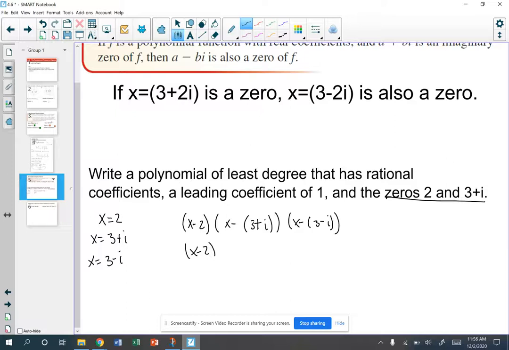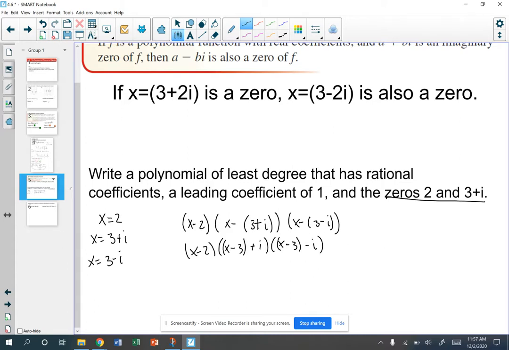I'm sorry, we'll finish this up here. So as we just need to FOIL these out again. So we're going to start with regrouping. So we turn this into x minus 3 plus i, and then we group the x minus 3 because we want those similar terms grouped together.